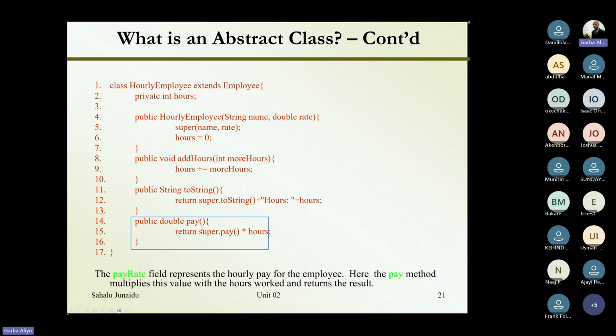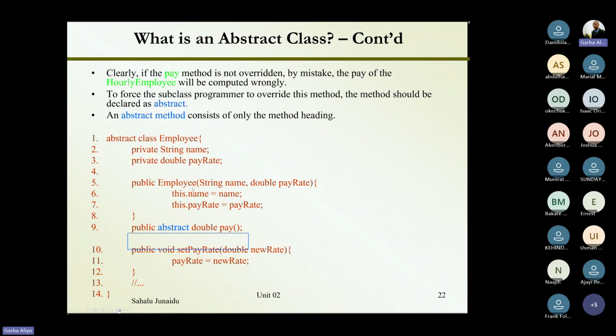So here now we are overriding. So how do we force these hourly employees to override this? Because right now it's optional. It's optional for the hourly employee to override this method. But how can we force the hourly employees to override the method? This is why we say, okay, let's make it abstract, make it incomplete. To force the subclass to override this method, the method should be declared as abstract.